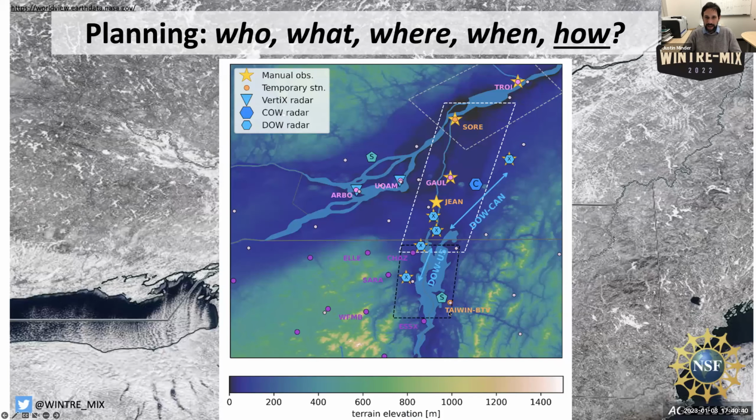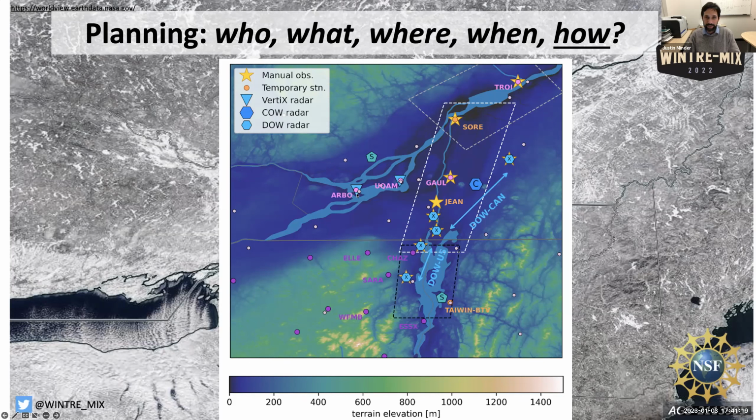So here's a map showing how we deployed most of our instruments during WINTRE-MIX. You see the same background terrain map that I showed you before with the operational weather stations, but now we've added all these different symbols for the different instruments that we brought into the field. These stars show you the locations where we were doing our radiosonde launches and our manual observations. So we have this north-south transect, which allows us to characterize variations both along the St. Lawrence River Valley and the Champlain Valley and their confluences.